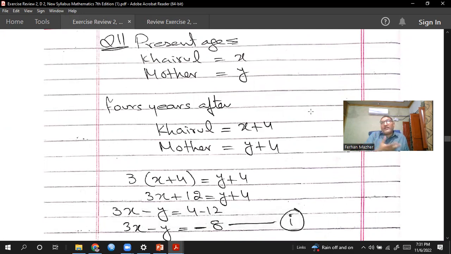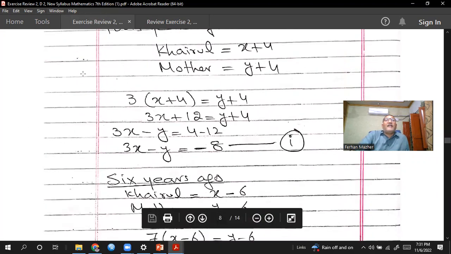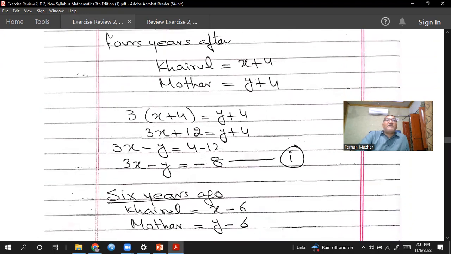After 4 years, Carol will be X plus 4 and the mother will be Y plus 4. He says that the mother will be 3 times as old as Carol. So it will be 3 bracket X plus 4 bracket close equals Y plus 4. So it will become 3X plus 12 equals Y plus 4. So that will be 3X minus Y equals 4 minus 12, and that will give you 3X minus Y equals minus 8. So this is my first equation.